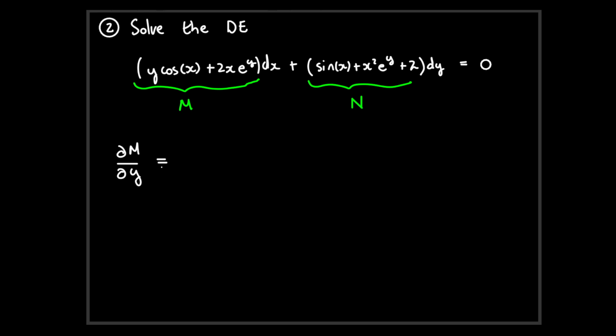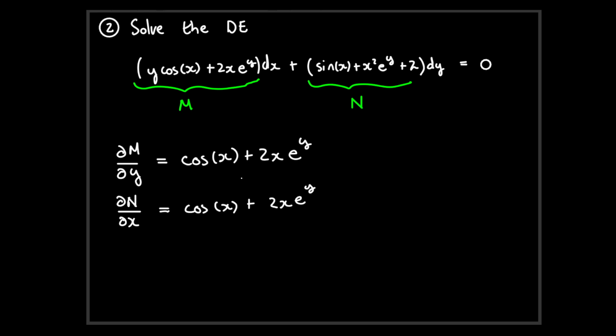Differentiating here with respect to y will just give us cos x plus 2x e to the y. And then differentiating N with respect to x, we're just going to get the same thing: cos x plus 2x e to the y. And of course, these two things are equal. So this just means that the DE is exact.